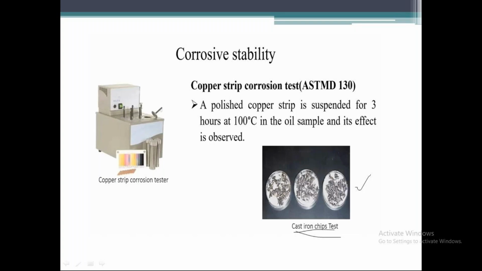Then after 24 hours you will clean this and see whether there are any stain marks on the filter paper. If there is a stain mark, that indicates there is corrosion. One more way of finding out: you know the weight of the cast iron chips before testing, right? It was 4 grams. If there was corrosion, what will happen? These chips will get degraded, so there will be a loss in weight. You write this down and weigh it again. Whatever difference there is from the 4 grams shows that there is some corrosion.